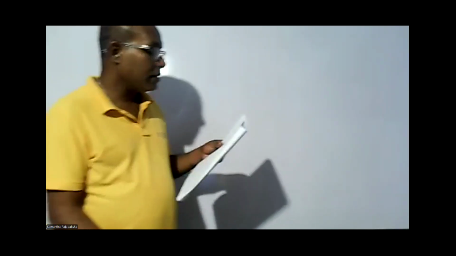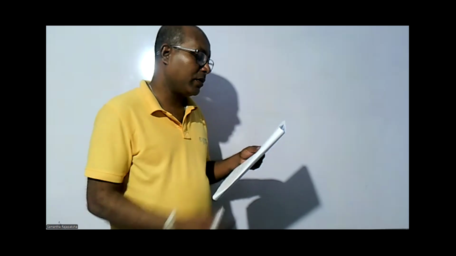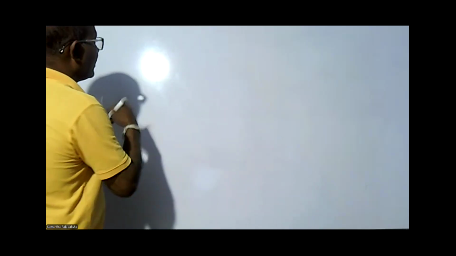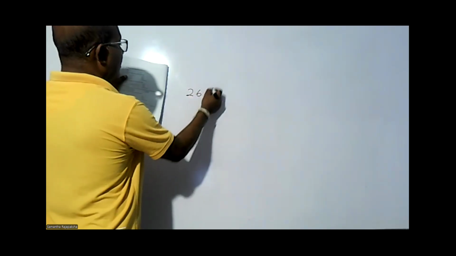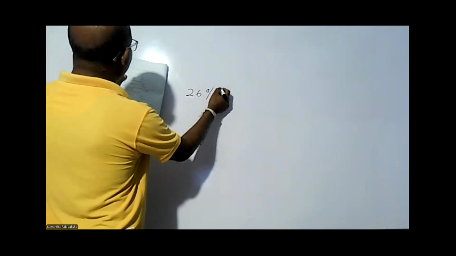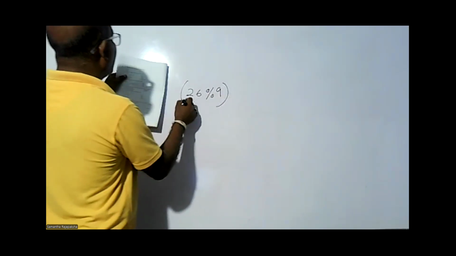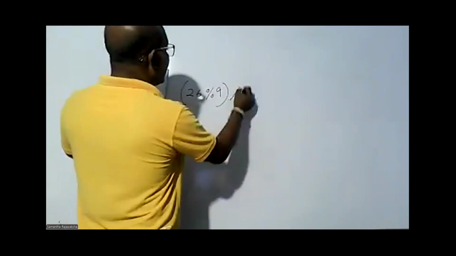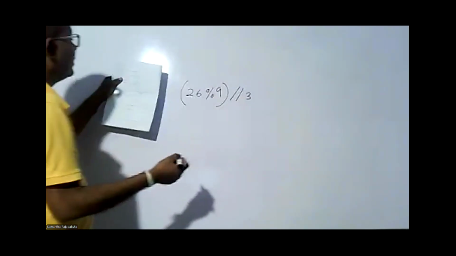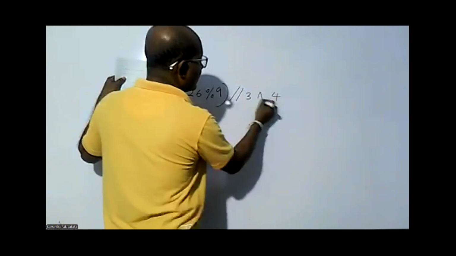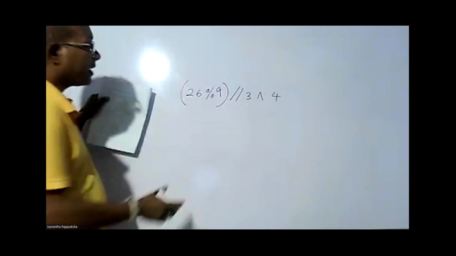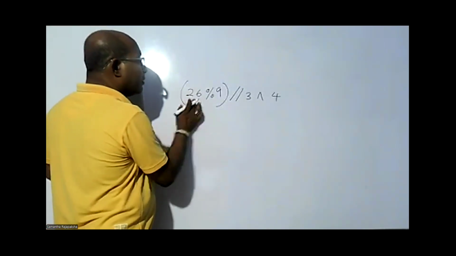Now the next one: what is the value of this Python expression? Here we have 26 divided by 9, get the remainder, and that is divided by 3, get the integer part, and this is exclusive OR. We do the bracketing first. That is 26 divided by 9, the remainder.